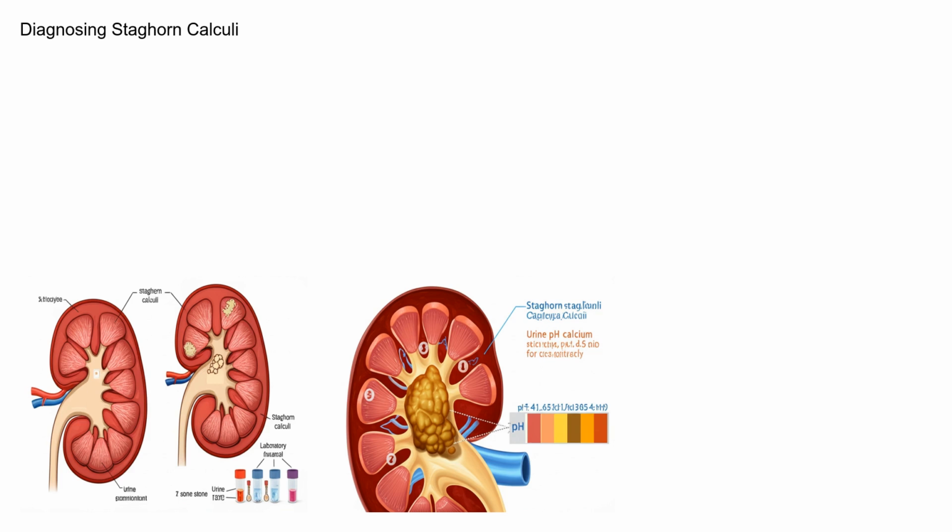Diagnosing Staghorn calculi typically involves a combination of imaging studies and laboratory tests. A non-contrast computed tomography, or CT scan, is the gold standard for identifying these stones, as it can readily visualize the size, shape, and location within the kidney. A kidney, ureter, and bladder X-ray, or KUB, can be performed, but is not as sensitive to detect all stones. Urine analysis is crucial for identifying the presence of infection, elevated pH, and crystalline components. Blood tests may also be performed to assess kidney function and rule out any underlying metabolic disorders.